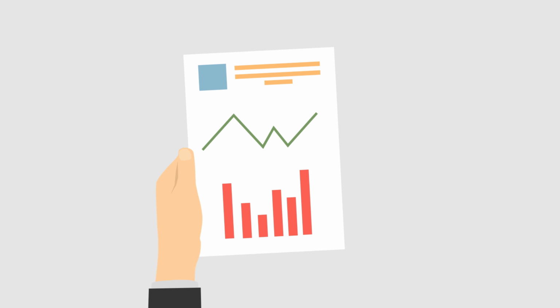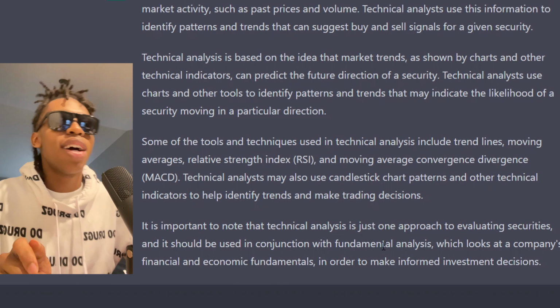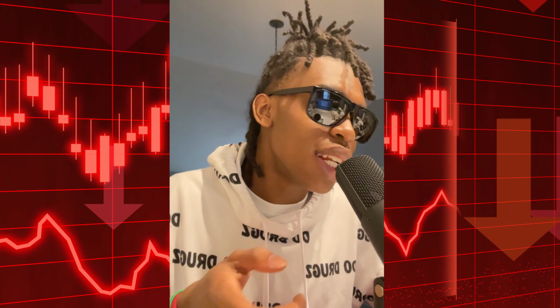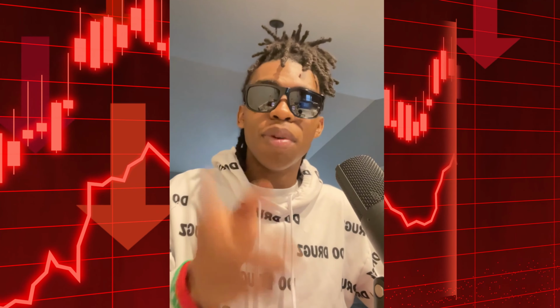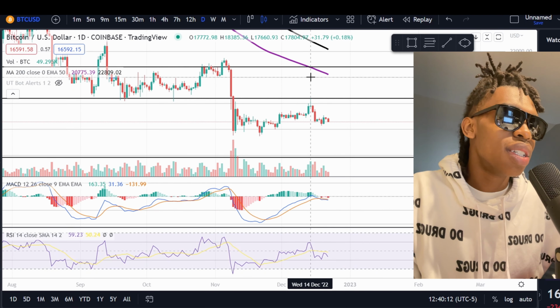Let me know if y'all want a video. It's important to approach this with fundamental analysis. What I mean by fundamental analysis is that we are in a recession, so for the most part, all the stocks and everything are going to go down. As you can see right here, we're on the day chart and this is going down.